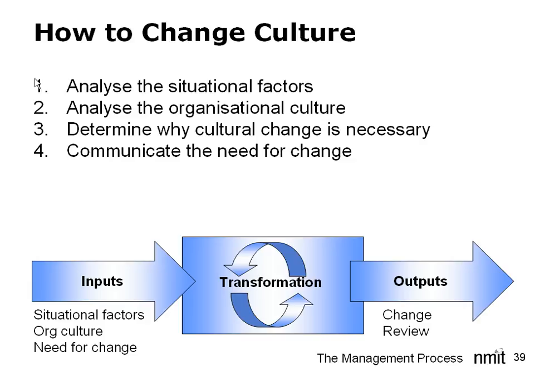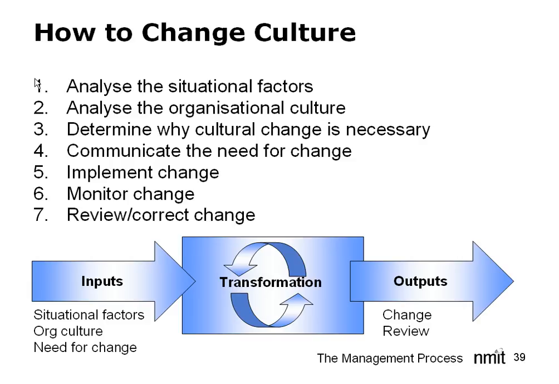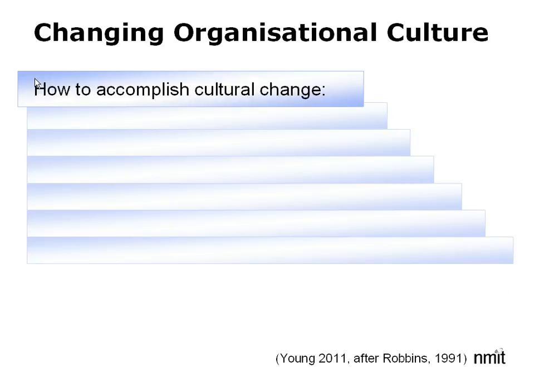So go forward to Kotter's 8-step plan for organisational change. Then implement your change, then monitor it to make sure it sticks, and then review and correct things that don't work. Now what we've got here are situational factors, our inputs into the organisation. Our organisational culture, the need for change, goes through a transformation, this is part of the management process, into outputs.